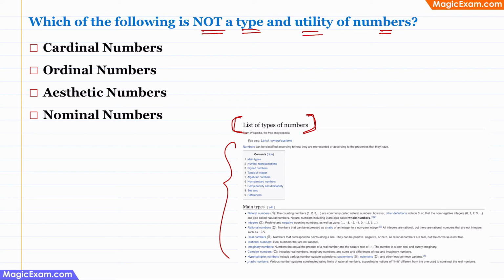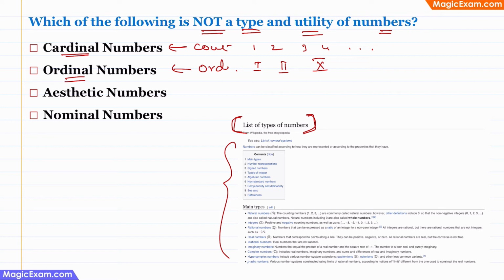Now here, cardinal numbers, right? Cardinal numbers means numbers which are used for counting. So 1, 2, 3, 4. So if you are counting something, that is cardinal number. Next, ordinal numbers means you are specifying the order. That is, I came first in class, right? Or I came second in class, or I came 10th in class. So if you are specifying the order or the rank, that is ordinal number.